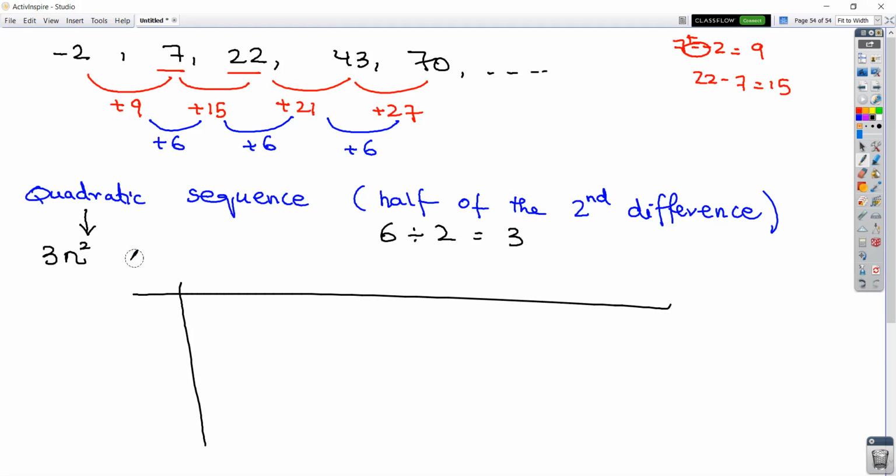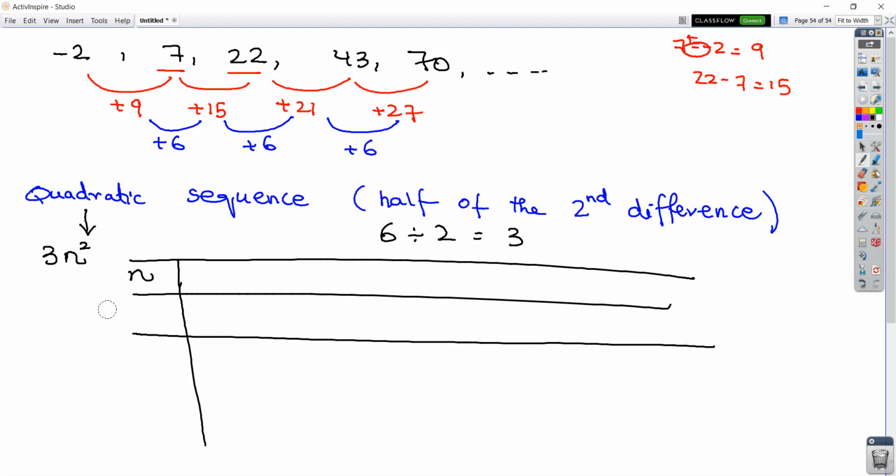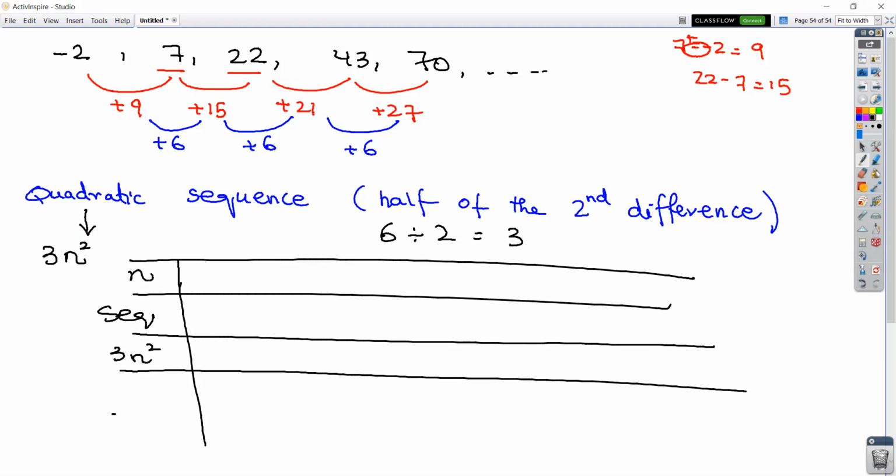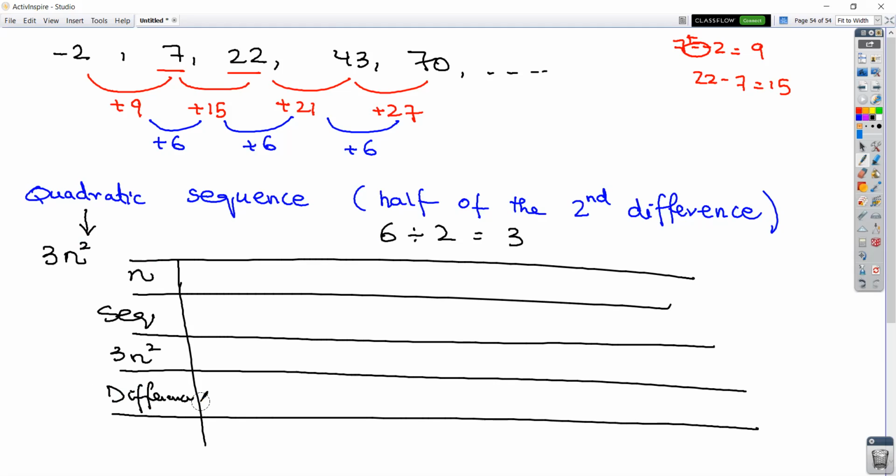The table begins with the same thing. The first row is for the n values. The next would be the sequence values. Another one would be whatever you have as the first term of the sequence, which is 3n squared. And the last row would be for the difference. Okay, I'm going to start by writing down n. So the values are 1, 2, 3, 4 and 5. Now the sequence terms are what was given originally in the question. So it's minus 2, 7, 22, 43 and 70.